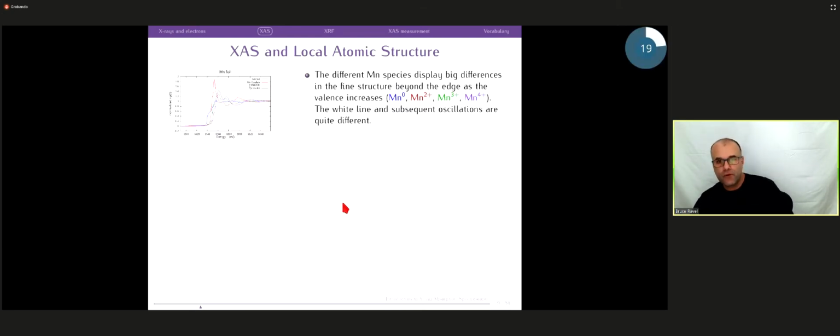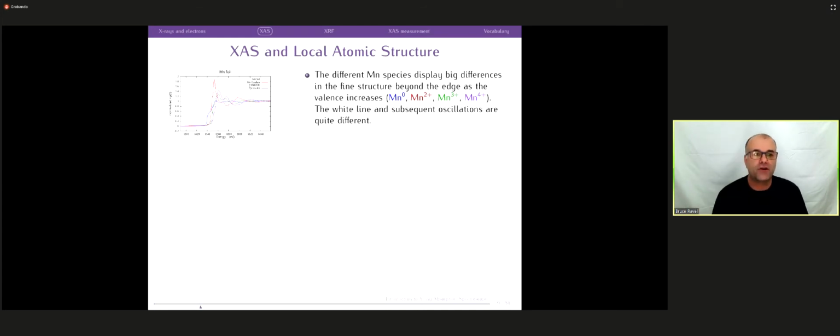All right, so I've already talked, in the last slide, about how you can tell the difference at a glance between the valence states by seeing where the spectrum turns up. But that's not the only difference between these four spectra. You see that once they get up to the top, the oscillations are very, very different up on top. And all these features on the spectrum give us a lot more information about what's going on in these materials. So in the case of a manganese foil, the manganese is surrounded by other manganese atoms.